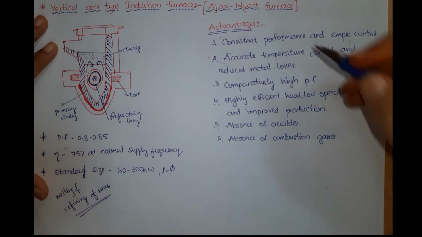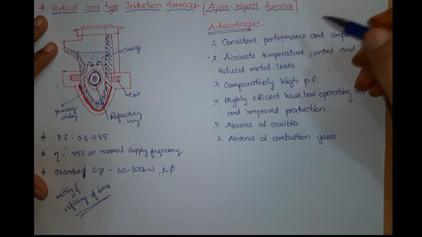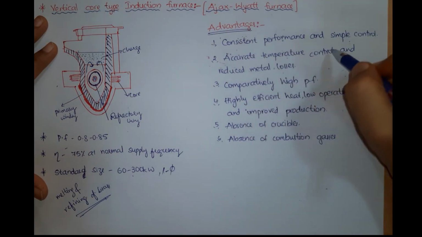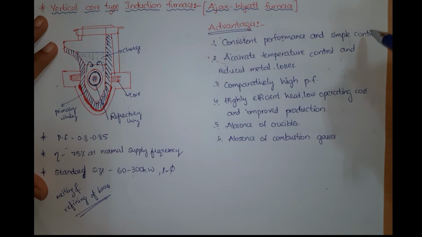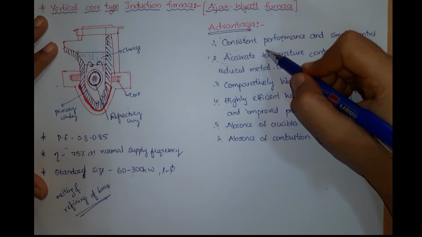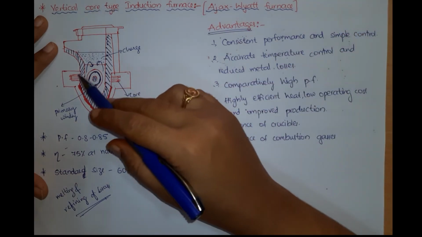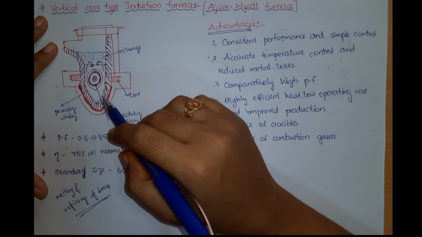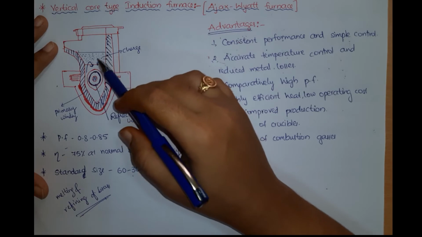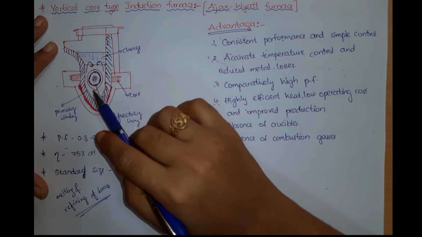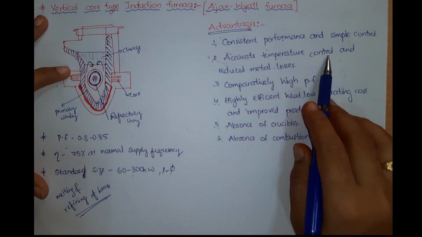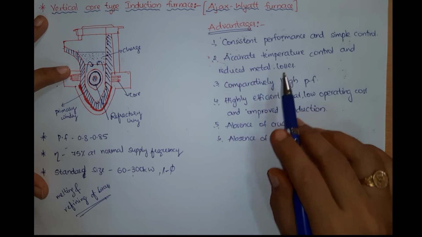Right? So coming to the advantages of the Ajax-Watt furnace. This Ajax-Watt furnace has consistent performance and simple control. There is no much loss of heat energy in this type of vertical core type induction furnace. Its controlling mechanism is also very simple. There is no need of skilled labor for operating this kind of induction furnace, right? By using this induction furnace, accurate temperature control can be achieved and metal losses are also very less.